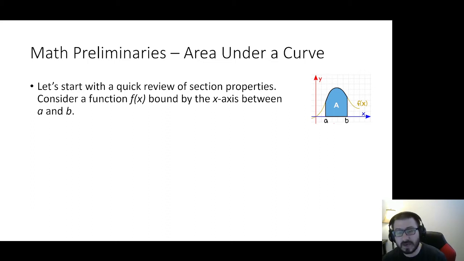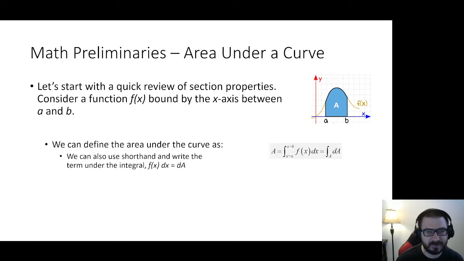So let's start off with a very quick review of section properties. A section property is a numerical measure that characterizes a bounded area. So for example, let's say I've got the curve f of x bound by the x-axis between points A and B. By now, it should be pretty clear that if I integrate that function from A to B, I am computing the area under the curve. Now, I tend to use a little bit of shorthand, and instead of f of x dx, I will write dA. So the idea is that this is dA right here.